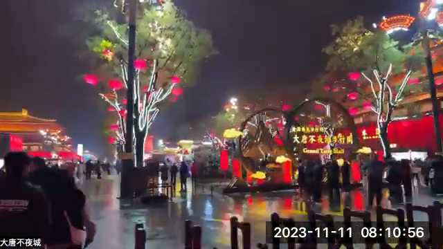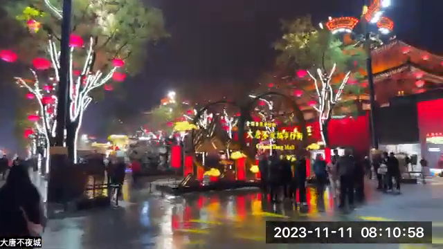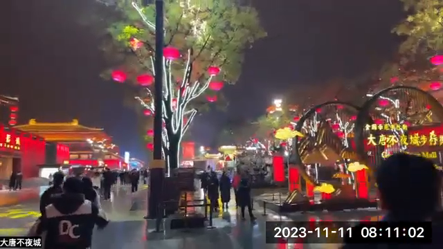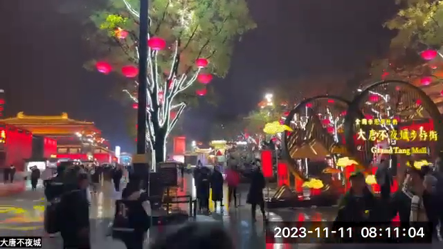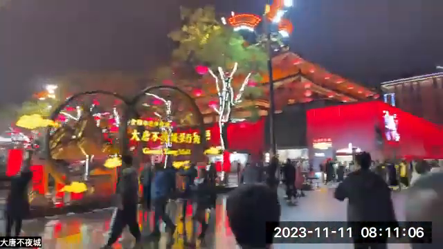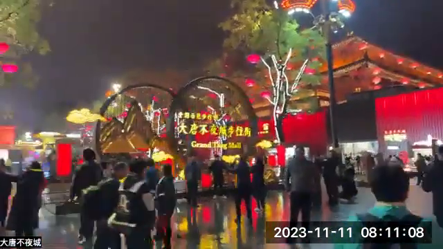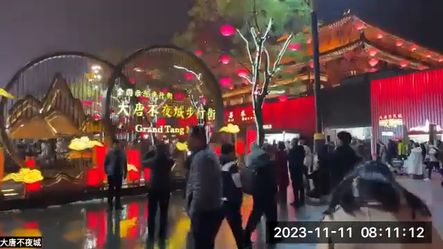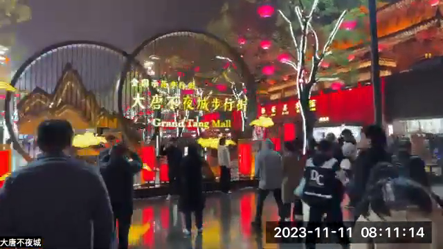And here, let's take a look at this. I can hear the people screaming. Yes, that is the function. Yes, a sound activated fountain. When you're shouting, the fountain will be higher.